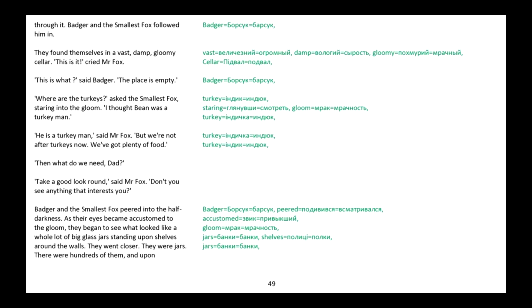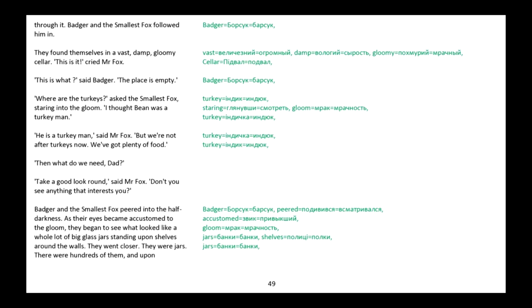They found themselves in a vast, damp, gloomy cellar. "This is it," cried Mr. Fox. "This is what?" said Badger. "This place is empty." "Where are the turkeys?" asked the smallest fox, staring into the gloom. "I thought Bean was a turkey man." "He is a turkey man," said Mr. Fox, "but we're not after turkeys now. We've got plenty of food." "Then what do we need, Dad?" "Take a good look around," said Mr. Fox. "Don't you see anything that interests you?"